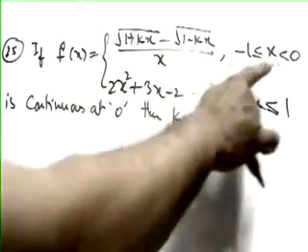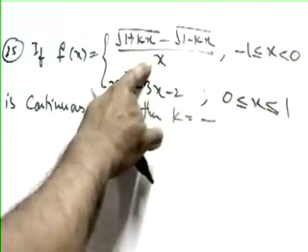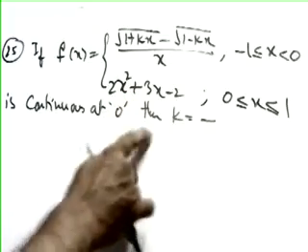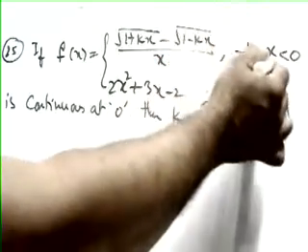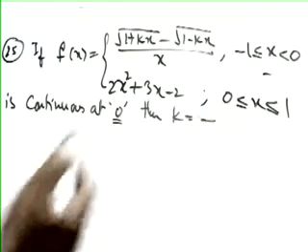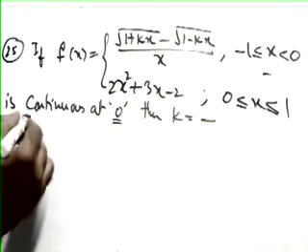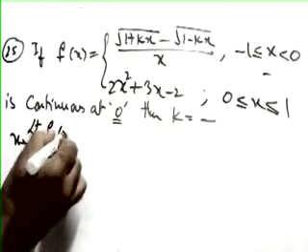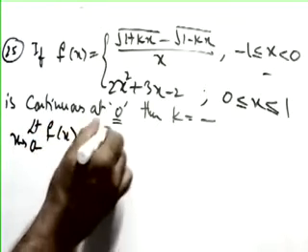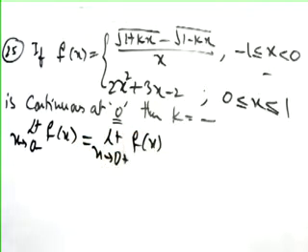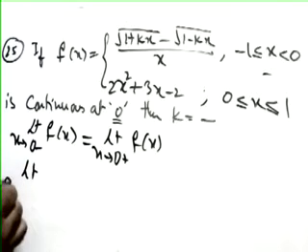Now see here, f of x has one value for less than 0, and another value for greater than 0, and the function is continuous. Then k equals what? Less than 0 means left hand limit, and greater than 0 means right hand limit at 0. Because this is continuous, let us equate them. Limit x tends to 0 minus f of x, the left hand limit, will be equal to the right hand limit, limit x tends to 0 plus f of x. With this condition, let me find the value of k.